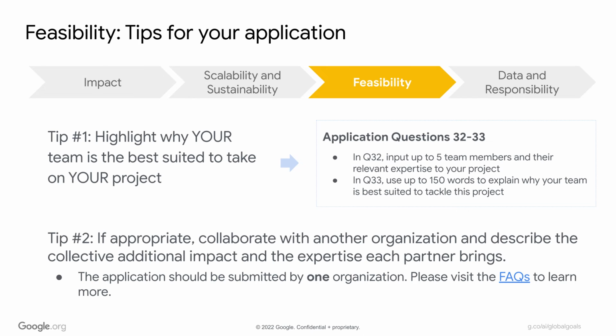Our second tip here is to collaborate with other organizations if it's appropriate. We welcome and encourage collaboration, especially between technical and social sector experts. We know that this may not be practical for all solutions, but we highly encourage you to consider it if you see an opportunity for another organization to add to your expertise and capabilities. Please note, only one organization may be the applicant of record, but there is an opportunity in the application to specify the partners who will be critical to your work.